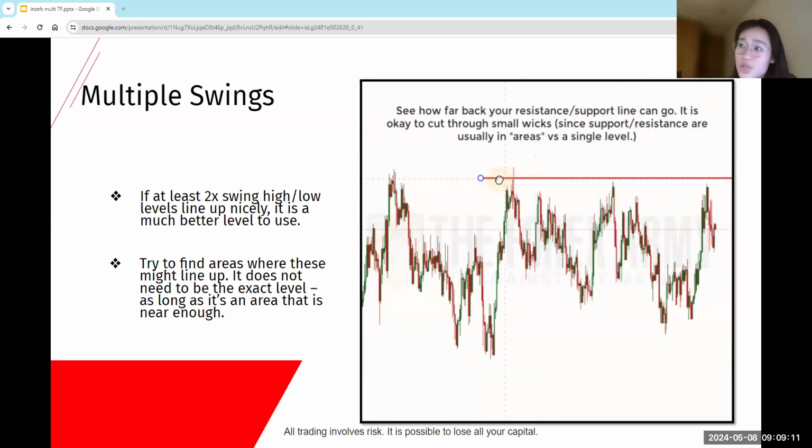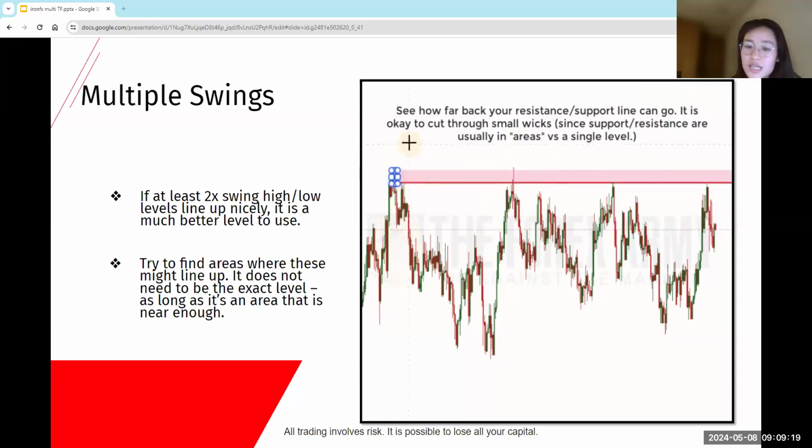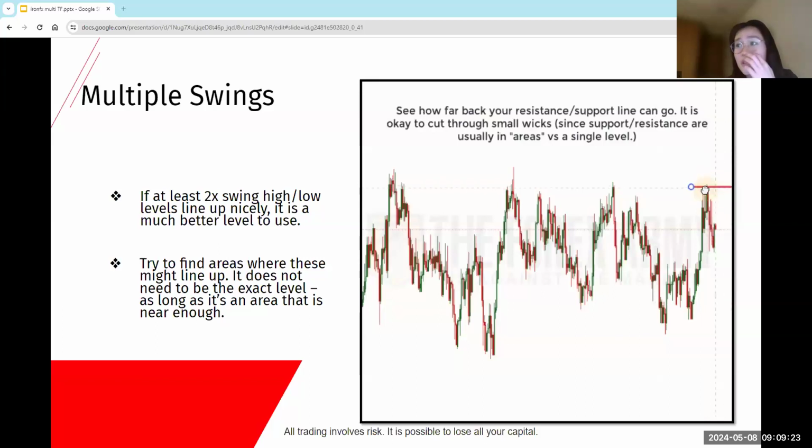So it's a good practice to see how far back you can pull your resistance or support lines. So it's okay to cut through small wicks since these are typically areas instead of specific levels. Like you can see in the GIF here, we're cutting through just the small wicks. As long as you're not cutting through too many bodies of candlesticks, that is fine as well.